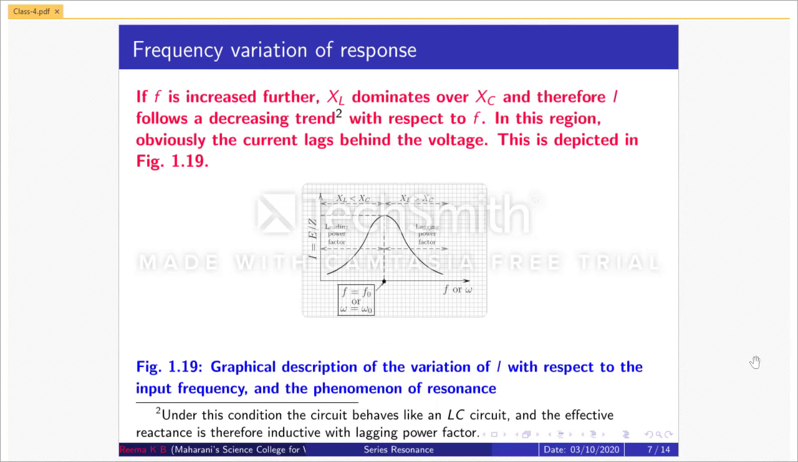If F is increased further, XL dominates over XC and therefore I follows a decreasing trend with respect to the frequency F. And in this region, obviously the current lags behind the voltage, which is depicted in figure 1.19, where figure 1.19 gives the graphical description of the variation of current I with respect to the input frequency and the phenomenon of resonance.